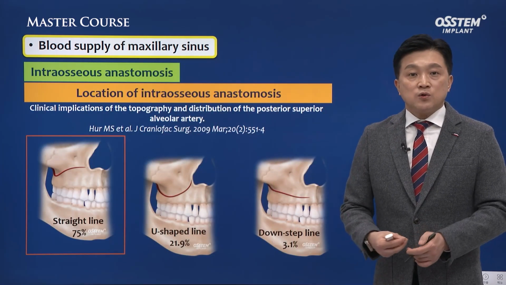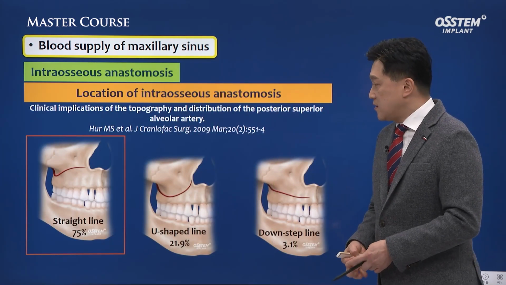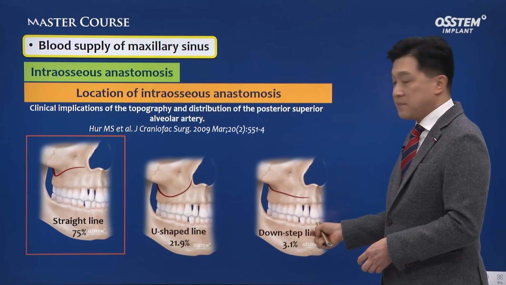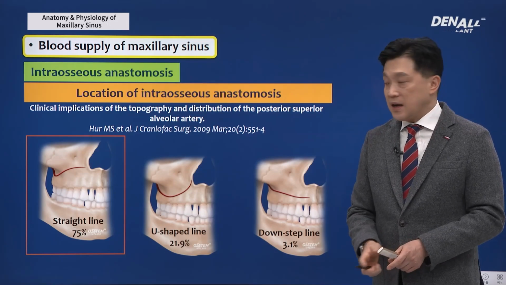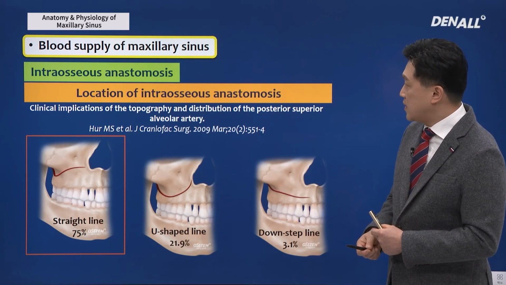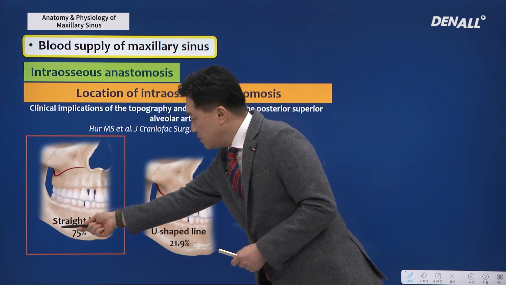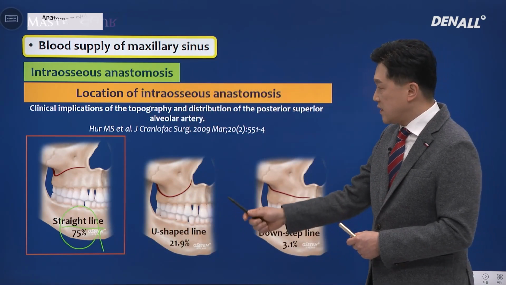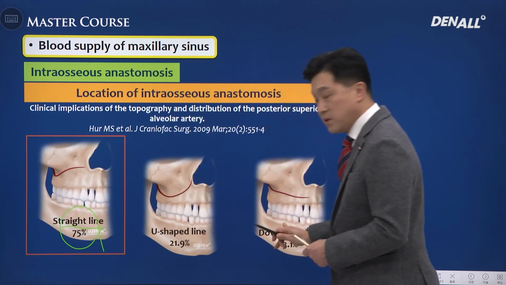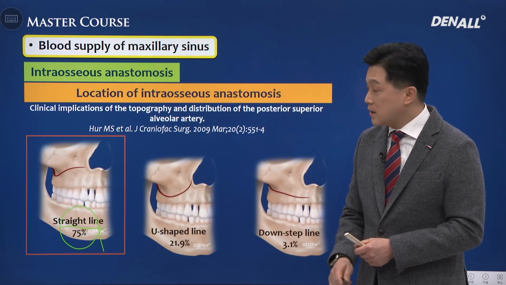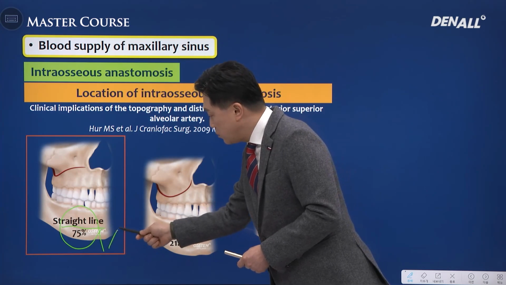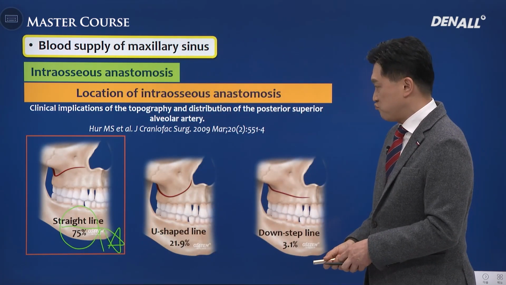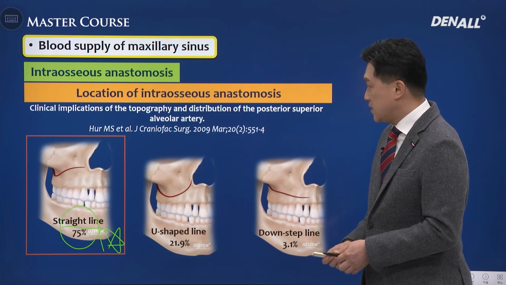The location of the intraosseous anastomosis can show a straight line, U-shape, or down step line. What is fortunate is that in most cases, about 75% of the time, it shows a straight line. When it is U-shape or down step line, it will be very difficult to form a window. However, in most cases, it is a straight line and we'll be able to form a window in a safe manner.